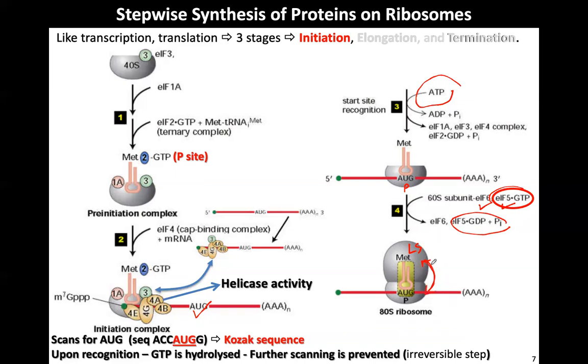Now the ribosome assembly has been done. It's called the initiation ribosome, composed of the large ribosomal subunit, the small ribosomal subunit, and as well the first transfer RNA at the P site. After that, we will go for the elongation step because we have now terminated the initiation step.